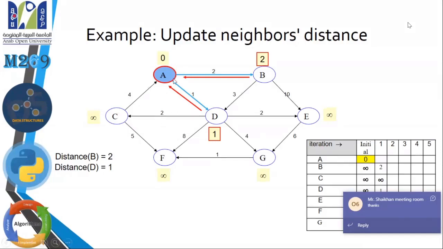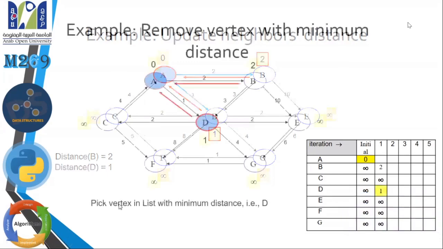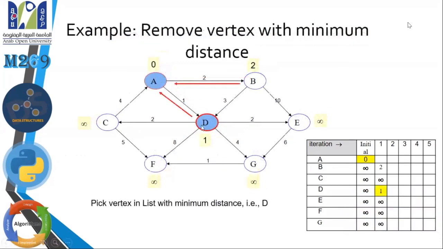Okay, so what is the next target? We have 1, we have 2. We are supposed to go to the smaller. So we will select D, the vertex in the list with the minimum distance. We have 2 and 1, so we'll select D. Now, D is a city, Dammam, for example. Let's say that. So now, from D, where can we go?